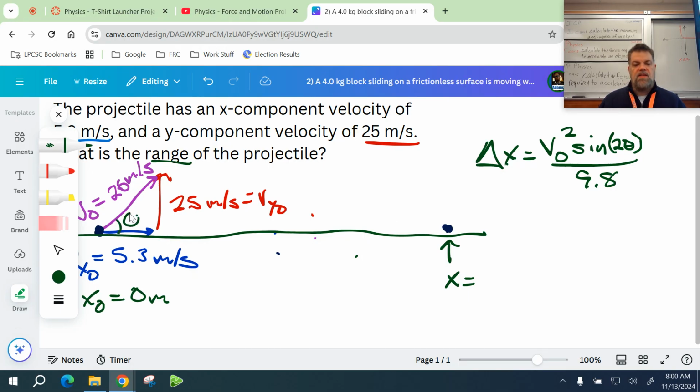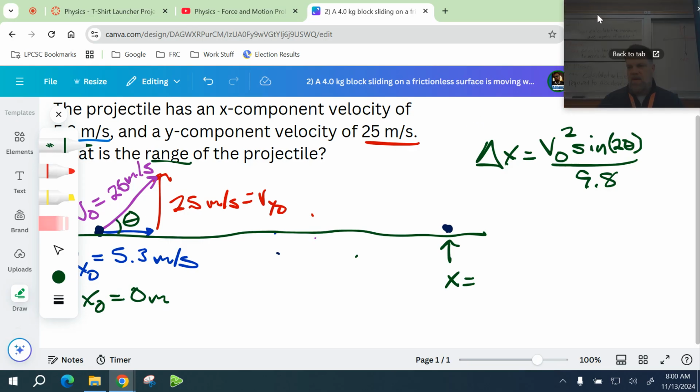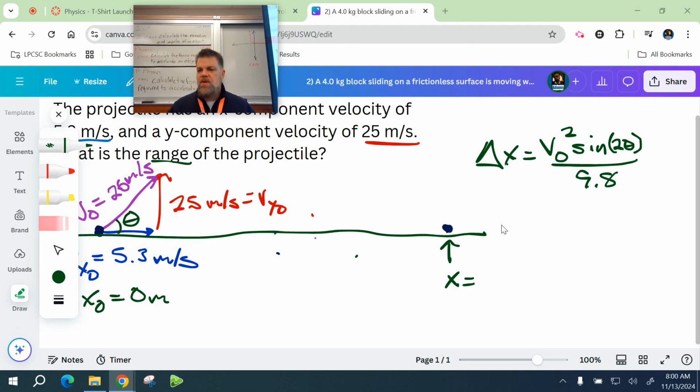I need to know what theta is. So remember, this right here, let me move my face, this right here is literally labeled the range equation.